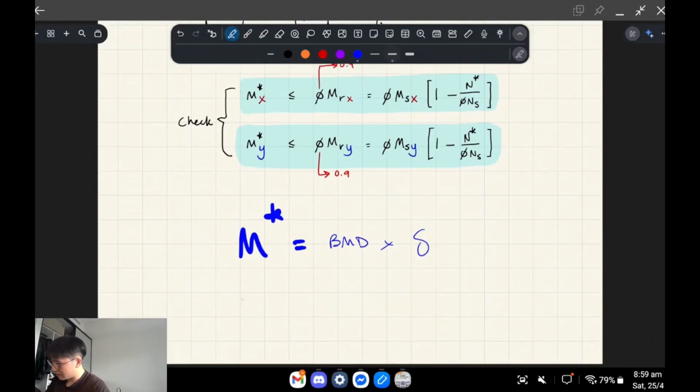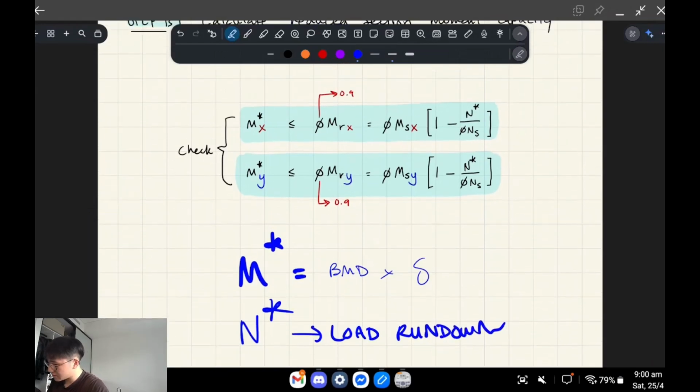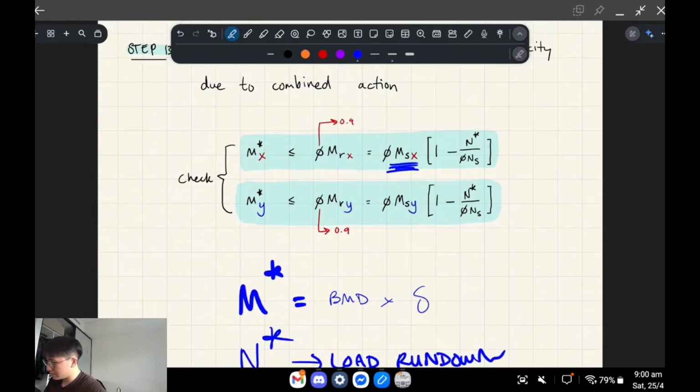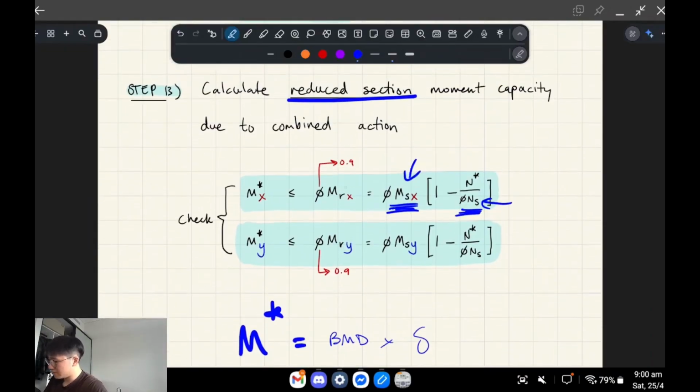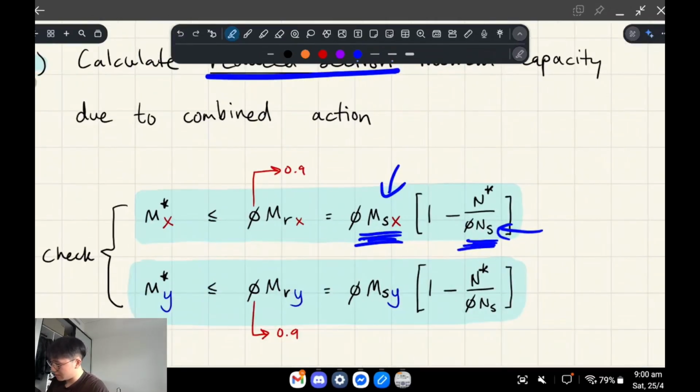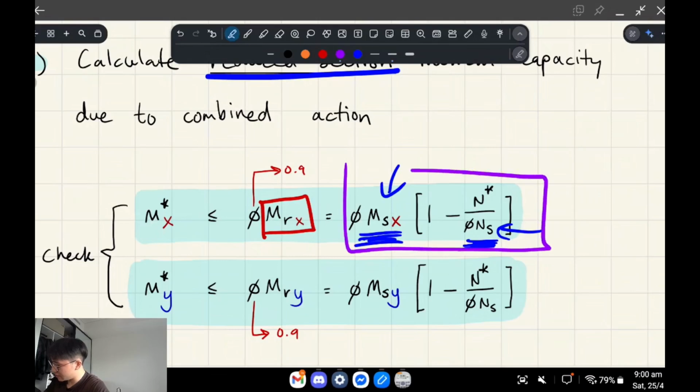And we've figured out the axial force through load rundown, or maybe it's given sometimes. We figured out what section capacity you've got, for example, the flexural section capacity and the axial compression capacity. So now we can use that information and find the reduced section capacity. It just comes down to that value that we're looking for in red being equal to this in purple, okay? And you do that for both directions.